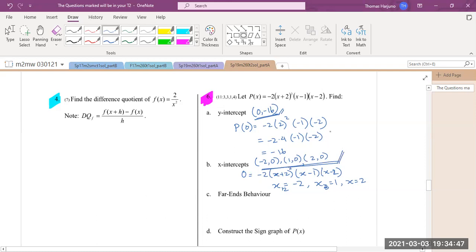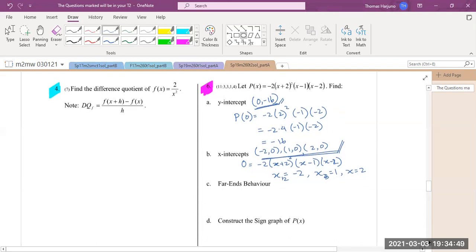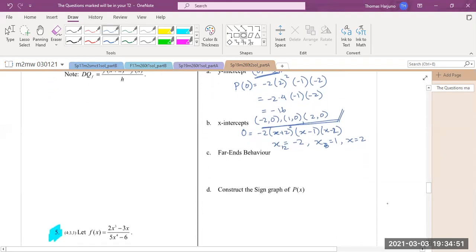Oh, construct the sign graph of P(x). Oh, we did that already. We have the critical numbers that we get from part B, right? So construct the sign graph. We are not solving it, we are just looking at the sign graph: -2, 1, 2.